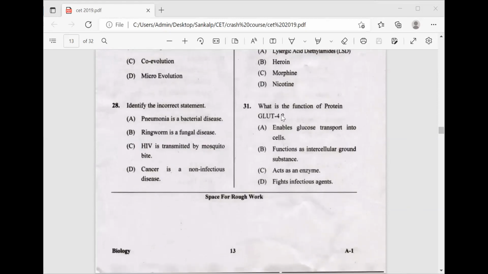31. What is the function of protein GLUT4? Option A, enables glucose transport into cells. Option B, functions as intercellular ground substance. Option C, acts as an enzyme. Option D, fights infectious diseases.